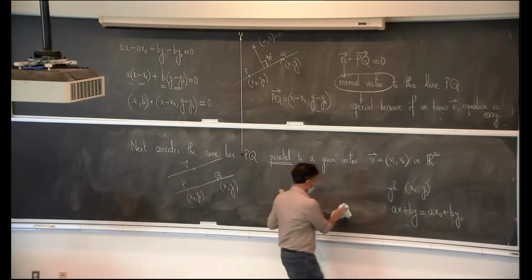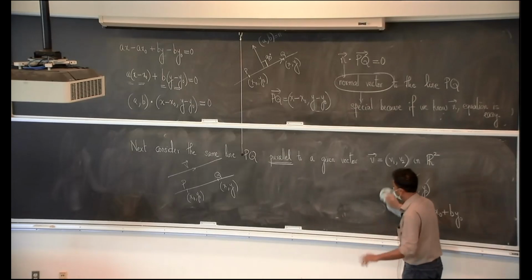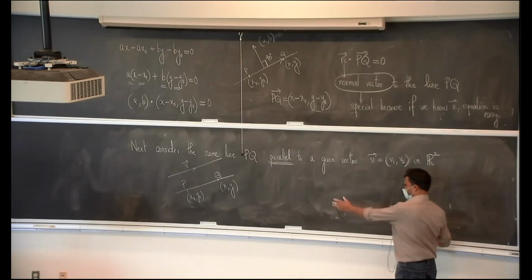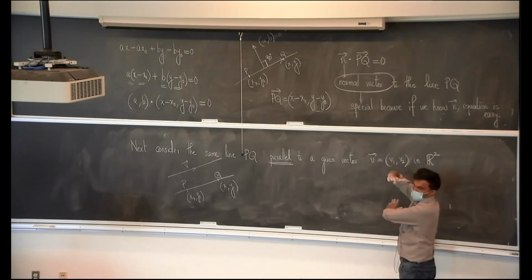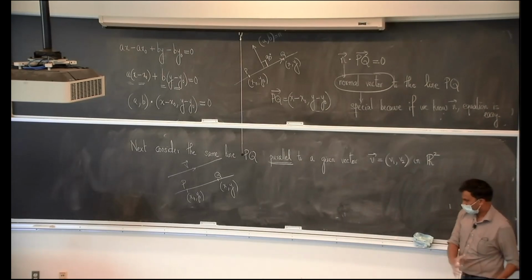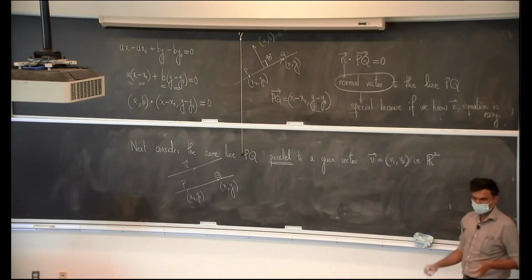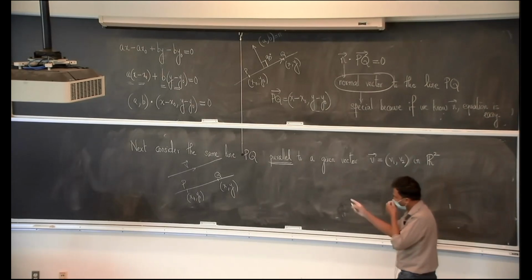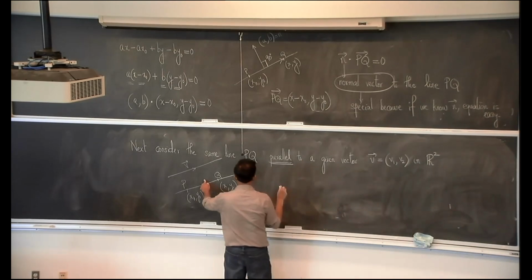Just forget about the fact that you know what a slope means and so on. You just know that this straight line is passing through the point x naught, y naught, and it's parallel to another vector v. Using the concepts that you learned yesterday and today, how can we write the equation of the straight line? Yeah. Scalar multiple.